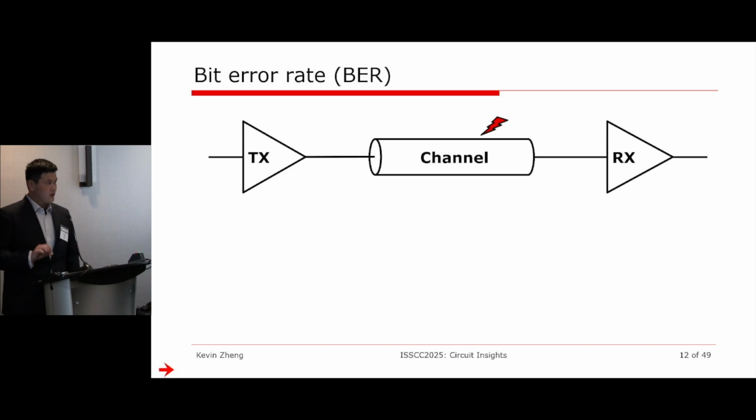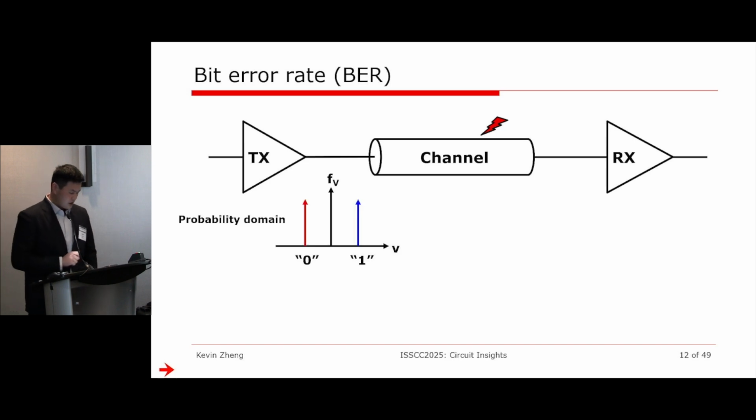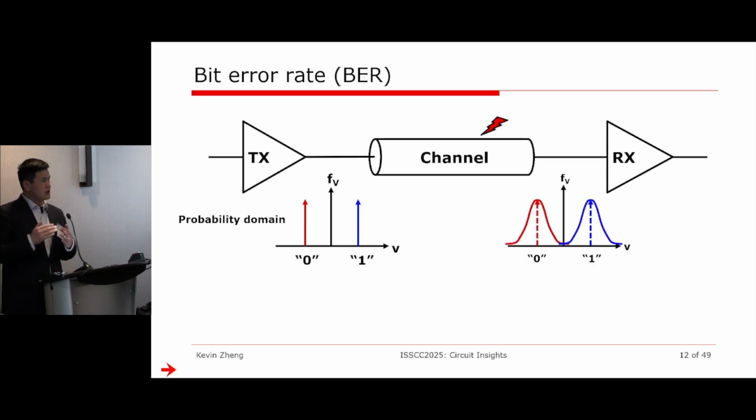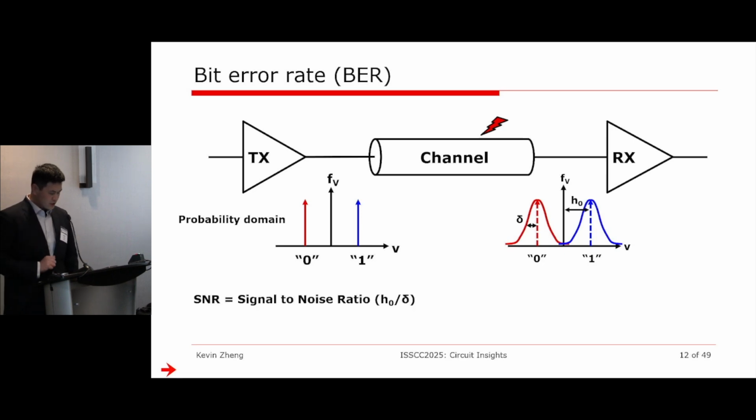So let's look at a different domain. We looked at the time domain. Now let's go into the probability domain. In the probability domain, the transmitter essentially only transmits 2 big sticks. It's either a 0 or a 1. What the channel does to the signal is that it kind of spreads out that information to a wider range. And there are some metrics that we can look at, right? One is the nominal strength of the signal. I call this H0 here. The other one is the spread of what the channel did to my actual signal, and that's the sigma.